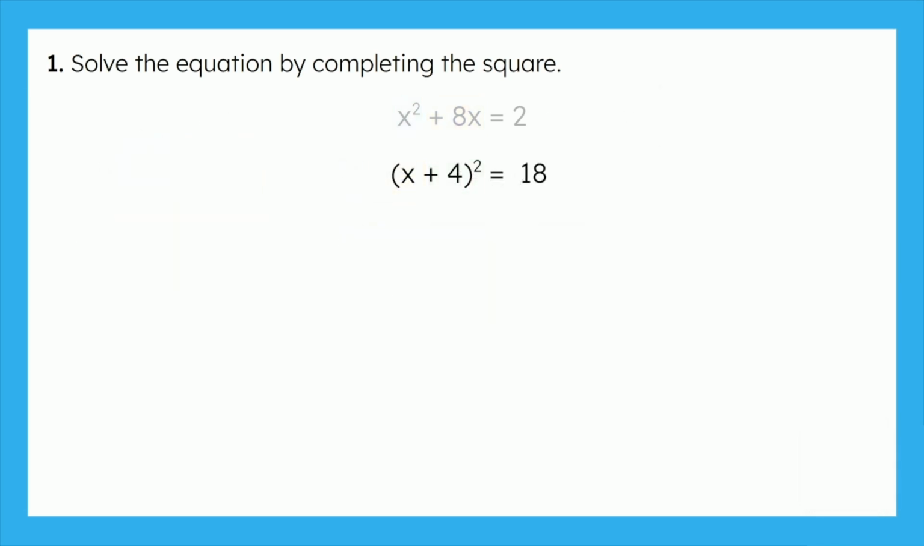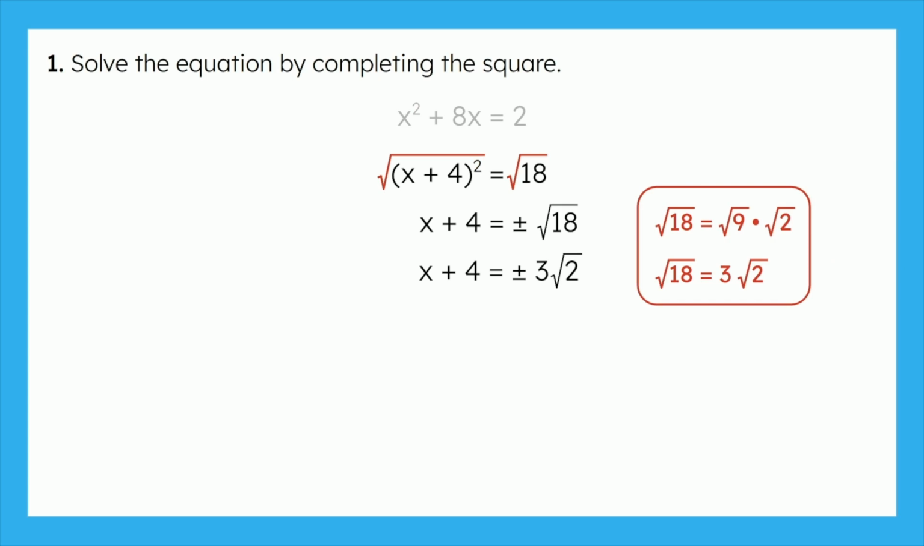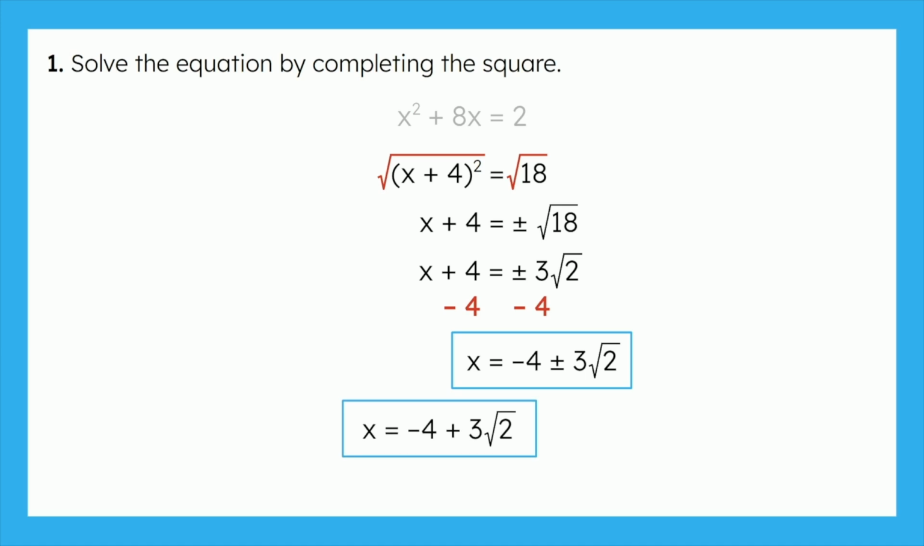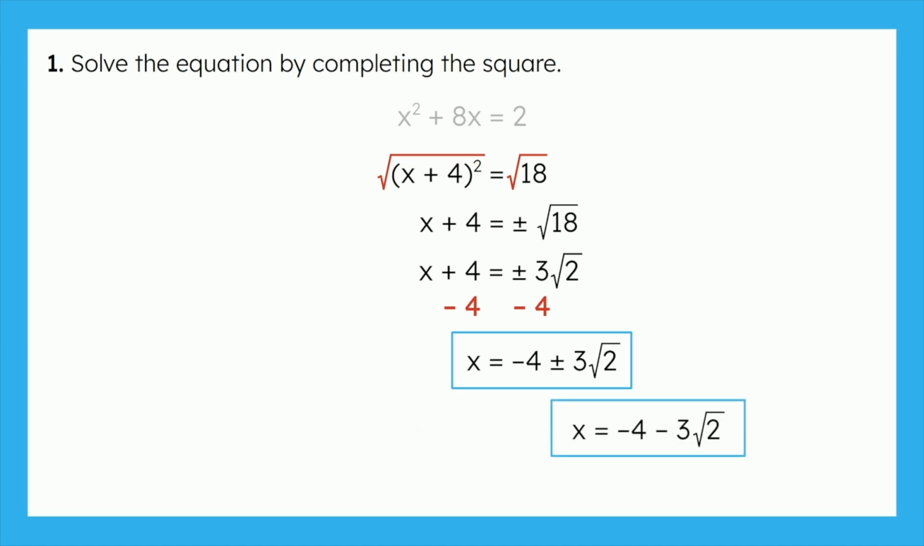We'll start by taking the square root of both sides, giving us x plus 4 equals plus or minus the root of 18, which simplifies to 3 root 2. Since we can't evaluate 3 root 2 any further, we can go ahead and subtract 4 from both sides. That brings us to x equals -4 plus or minus 3 root 2. This represents two solutions to the equation in their simplest form: x equals -4 plus 3 root 2, and x equals -4 minus 3 root 2.